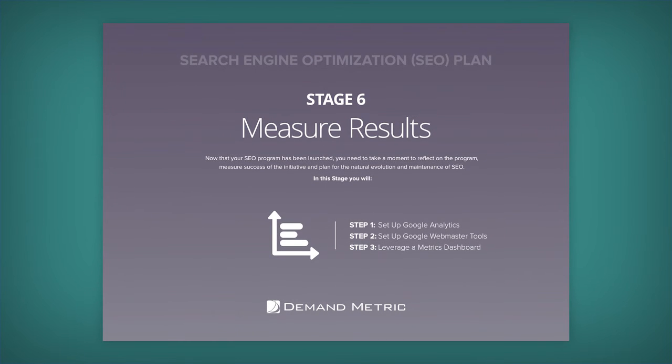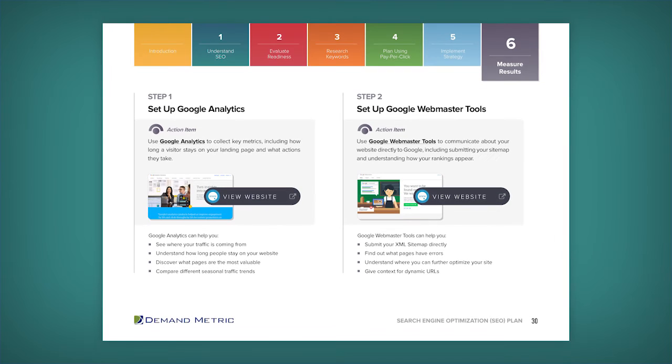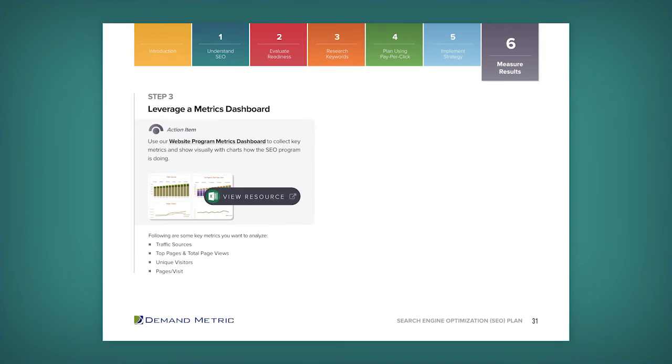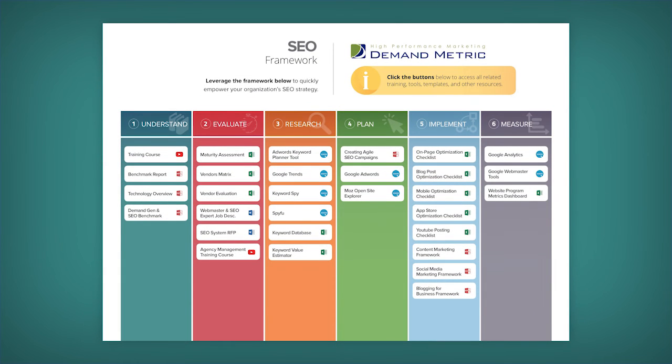And that leads us to stage 6, measure results. Here, you're going to set up Google Analytics, as well as Google Webmaster Tools, and then leverage a metrics dashboard. Remember that you can access all of these resources in a single page at the start of this guide and on its own with the SEO framework.